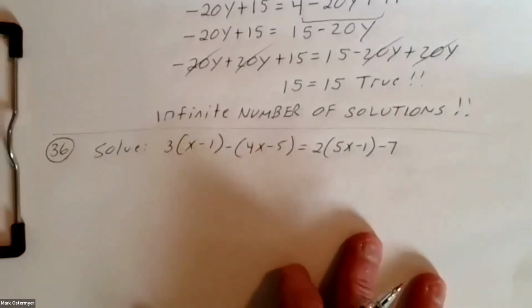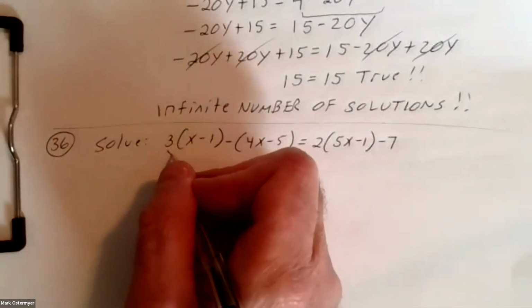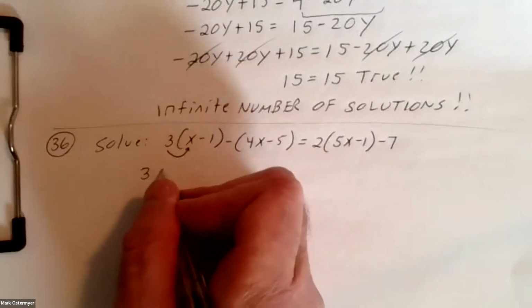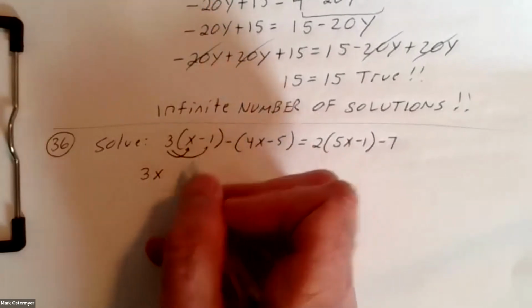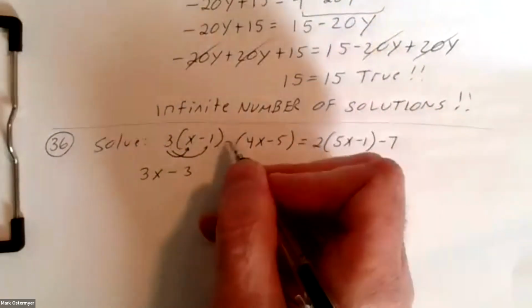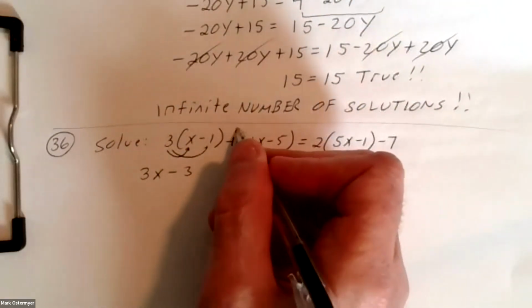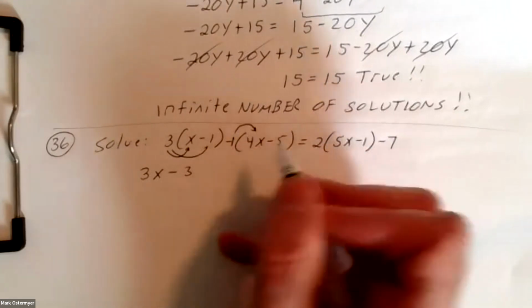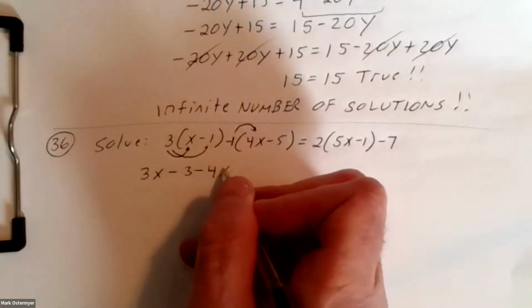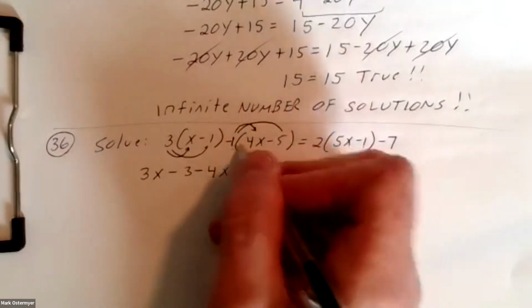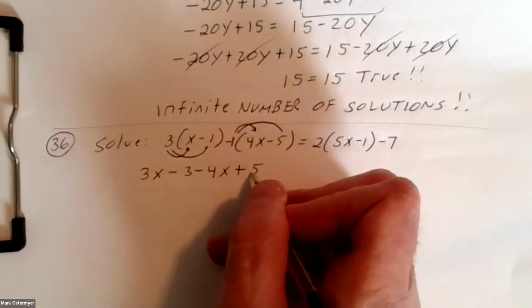All right, so on the left side, we have some simplifying to do here. 3 needs to be distributed in. 3 times x, 3x. 3 times -1, minus 3. This is a negative sign that precedes this parentheses, so it's understood to be like a -1 that needs to be distributed in. -1 times 4x, minus 4x. -1 multiplied by -5, plus 5.